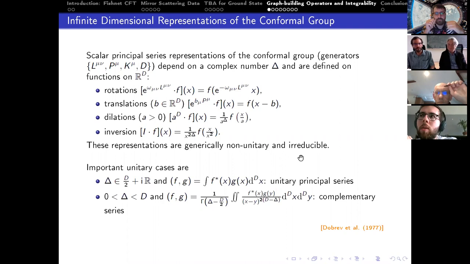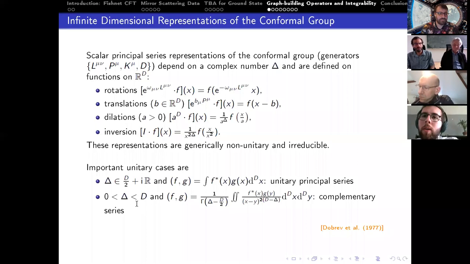But there are some important unitary cases. If the number delta, the conformal dimension, takes specific values, we can build an invariant inner product. The first case is when the real part of delta is d over 2, then the space is L2 as the space of functions and you have a unitary principal series. The second case is the one that appeared before, when delta is real between 0 and d, and then you are in the complementary series.